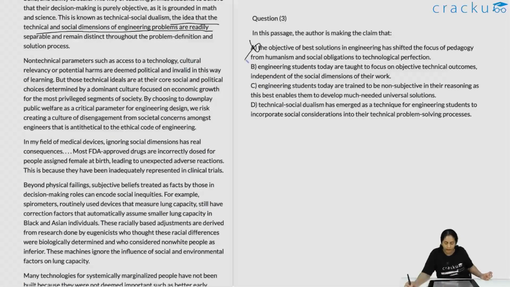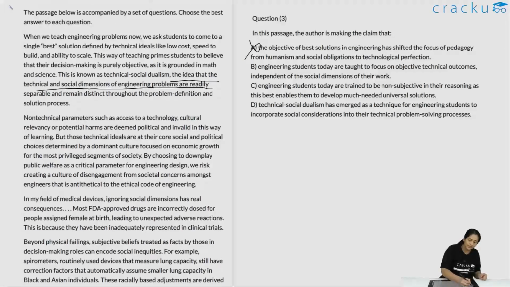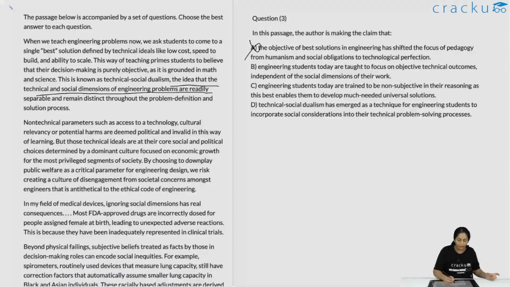Engineering students today are taught to focus on objective technical outcomes independent of social dimensions of their work. This is true. The author says that they are told that, okay, this is what you have to focus on. They are primed to believe that decision making is purely objective, grounded in maths and science, that social objectives should not be considered. They are not part of the engineering problem. That is what they are taught, and this is true. This is a claim made in the passage, so I'd say this is the right answer.